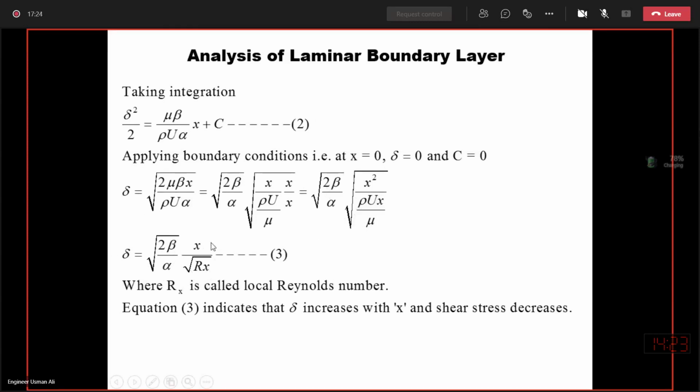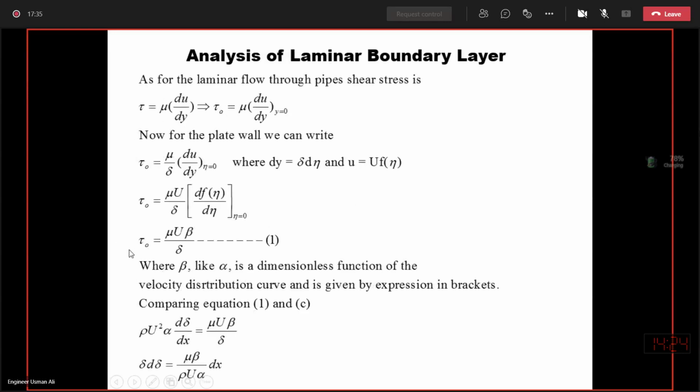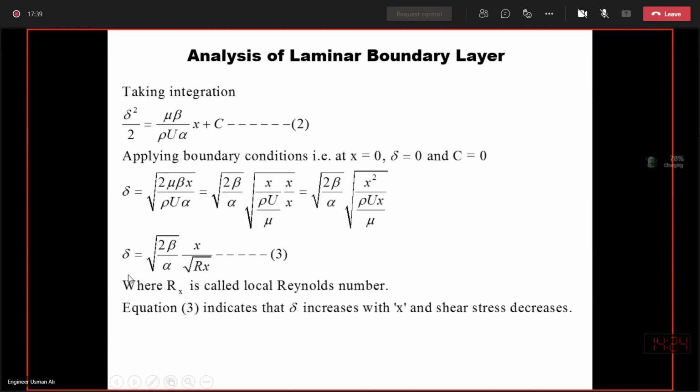This equation number 3 shows that with the increase in the distance x, the thickness of the boundary layer increases, which is obvious, and with the increase in the thickness of the boundary layer, if you see equation number 1, the shearing stress will decrease. So the same thing is mentioned over here. With the increase in x, del will increase, and with the increase in del, the shearing stress will decrease. Now further, we have to find the value of beta and alpha to put in this equation.